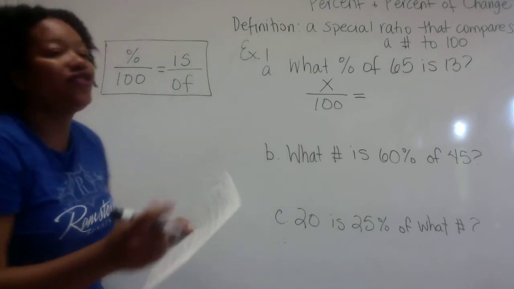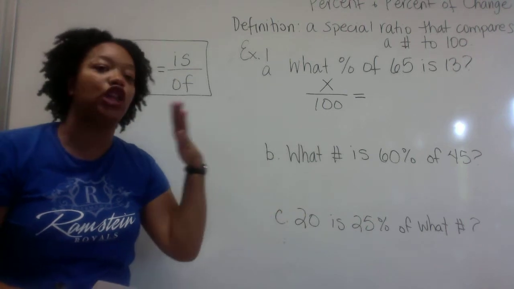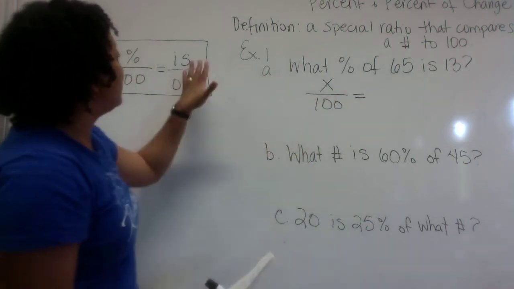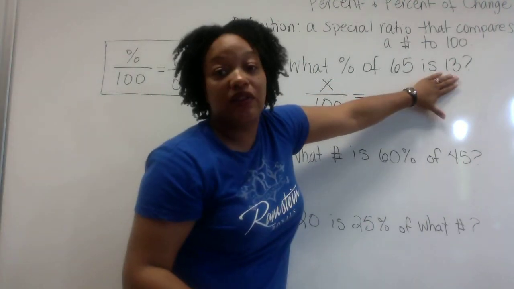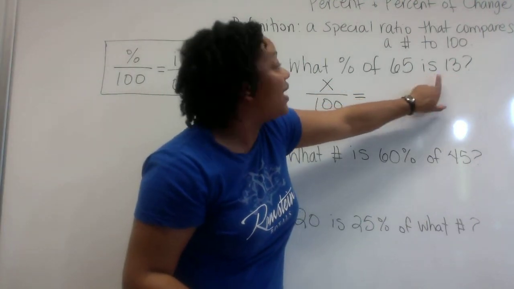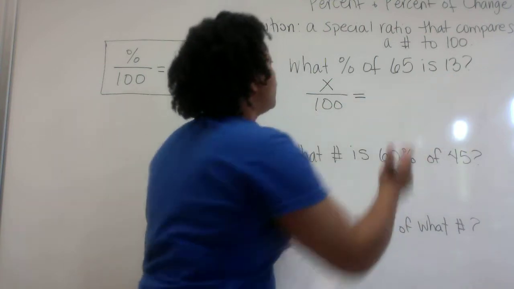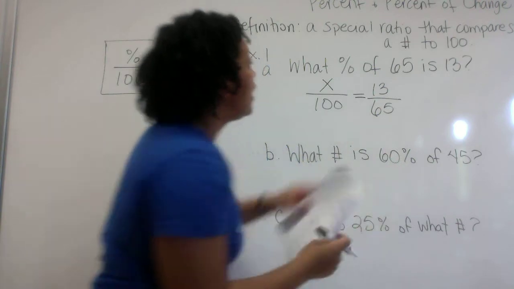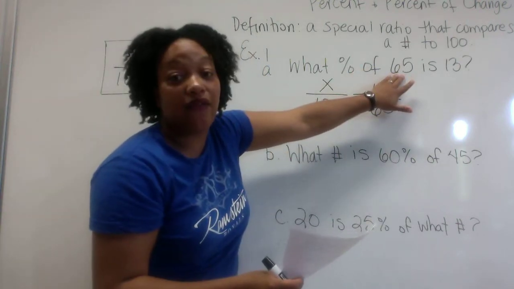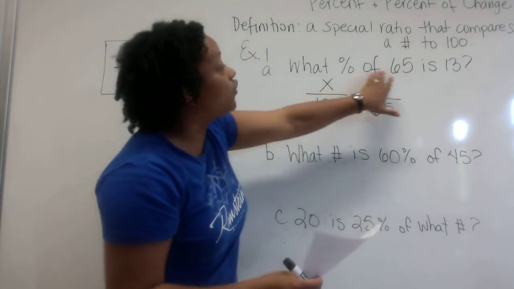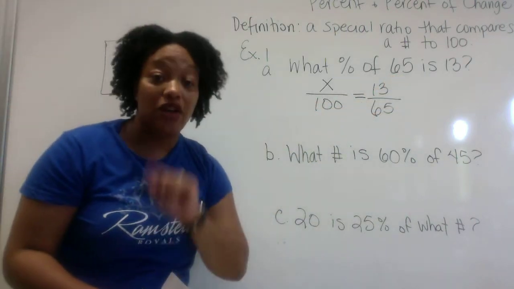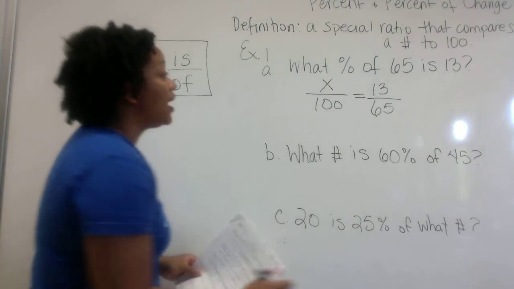So look, and it's just common sense, guys. Just look at the word, look at the sentences. The is the number that follows the word is. See, is 13. So the 13 goes here, which means the 65 goes here. Of 65, it's the number that follows the word of. There's your proportion. You know what to do from here. You use the cross product, all right?